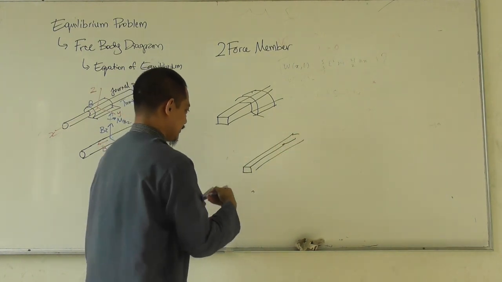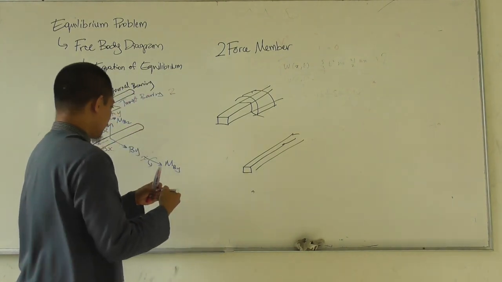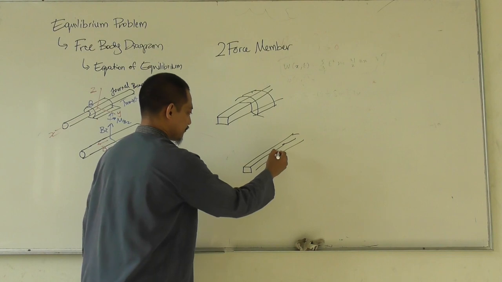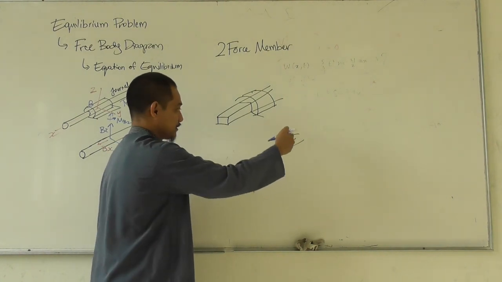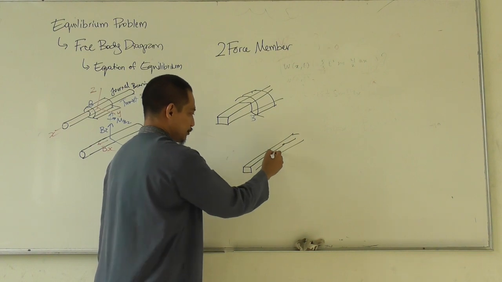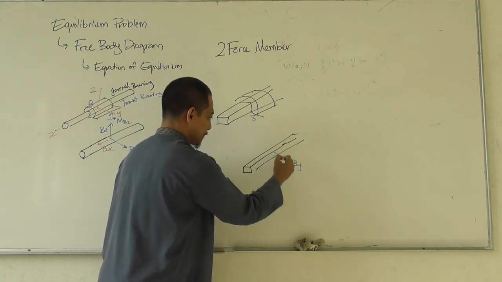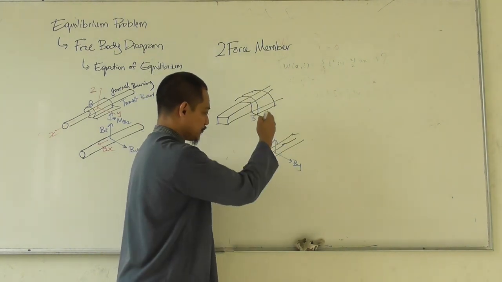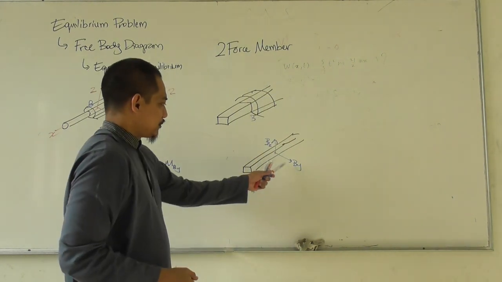what you will have is, if it's general bearing, then you still do not have this one. It is free to move in this axis. Let's say this is point B still. So there's no BX. You will still also have BY and BZ, obviously, because for sure it cannot move in that direction.